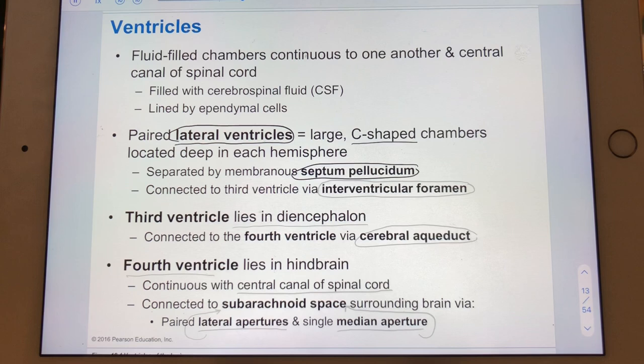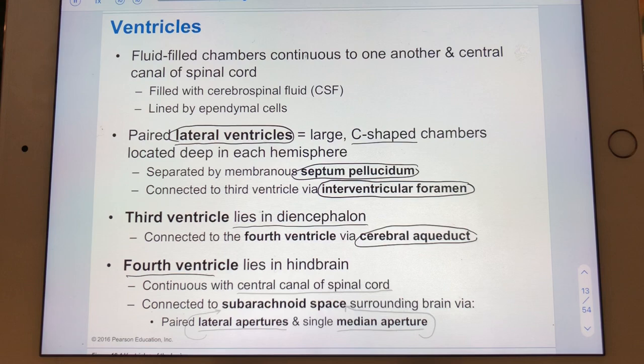Each lateral ventricle is connected separately to the third ventricle via the shortest ever little canal called the interventricular foramen. Super short. The third ventricle is actually buried within the diencephalon. So it's within the cerebrum and then also further buried inside the diencephalon. The third ventricle is connected to the fourth ventricle via a longer, more conspicuous canal, not so dinky like the interventricular foramina, called the cerebral aqueduct.